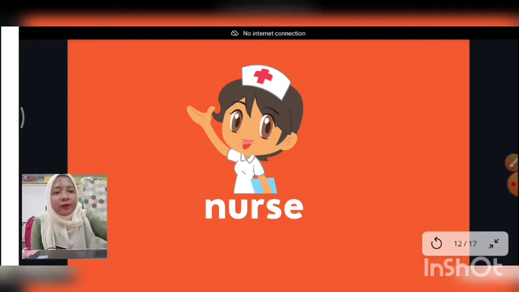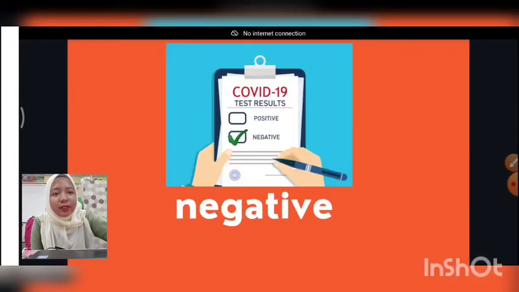Okay, now let us see the next word. Okay, negative. Okay, everyone say negative. Negative. Okay, for example, when you do a swab test for COVID-19, so your result turns negative. So when it is negative, it is a good thing because it means that you are healthy.